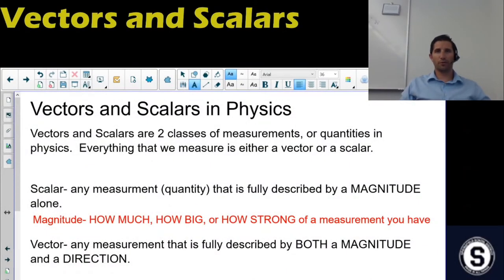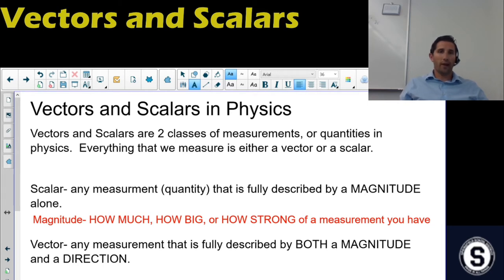Hey everybody, so today's lesson is about vectors and scalars in physics. These words, vector and scalar, are two classes or families of measurements or quantities in physics. Everything that we measure is either going to be in the family of scalars or in the family of vectors. It can't be both, it's going to be one or the other.